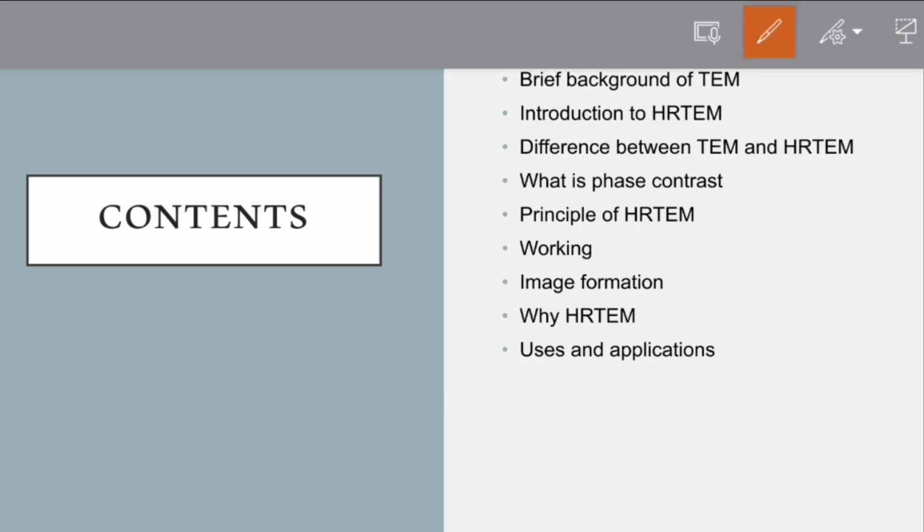In this presentation we will talk about TEM and after that we will move on to HR-TEM and then we will know the difference between them, and after that we will know the term phase contrast, and based on that there is the principle of HR-TEM, its working and the image formation, and after that we will know the reason for using HR-TEM and finally its uses and applications.